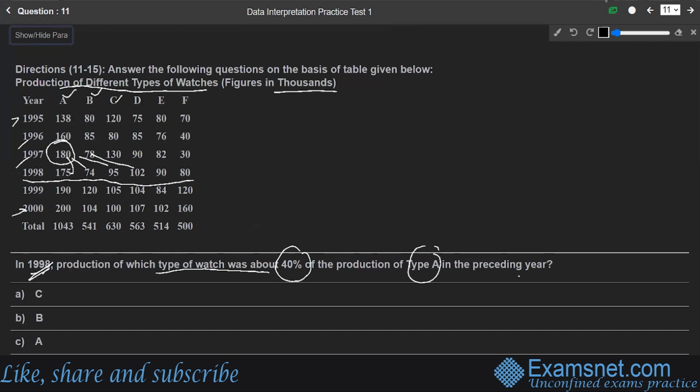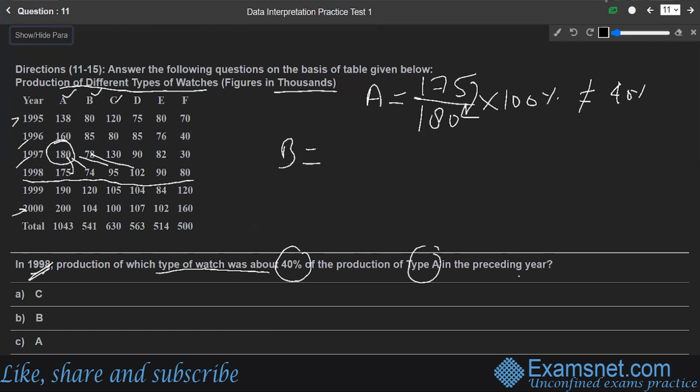First, for the case of type A, we can check. In 1998, type A has a value of 175. The preceding year is 97, and in the preceding year the value is 180. So 175 divided by 180 into 100%, this will not be equal to 40%. Clearly, because this is very close to 180, it cannot be 40%, obviously.